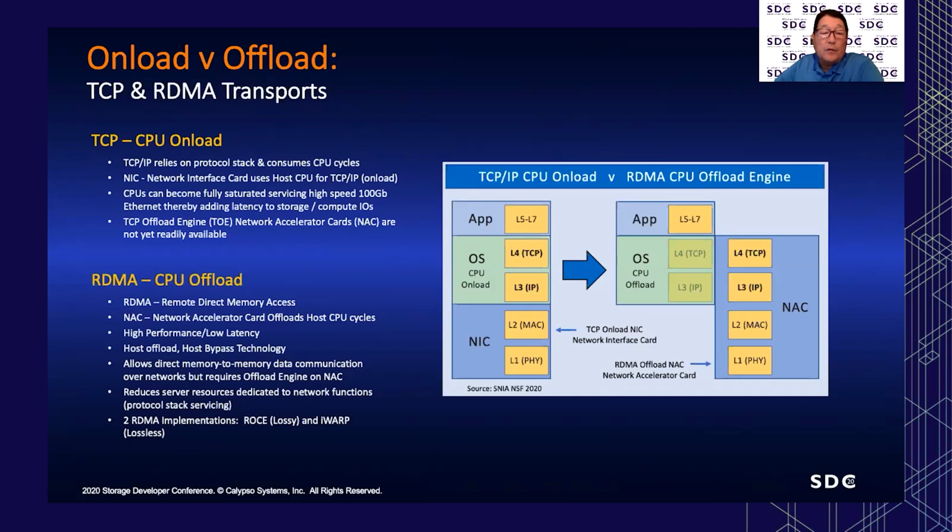For RDMA or CPU offload, RDMA stands for Remote Direct Memory Access, and the network accelerator cards offload host CPU cycles. This gives you a high-performance, low-latency host offload, host bypass technology, thereby allowing direct memory-to-memory data communication over networks. But this requires an offload engine on a network accelerator card. This also reduces server resources dedicated to network functions from protocol stack servicing. There are two RDMA implementations, RoCE, which is lossy, and iWARP, which is lossless.